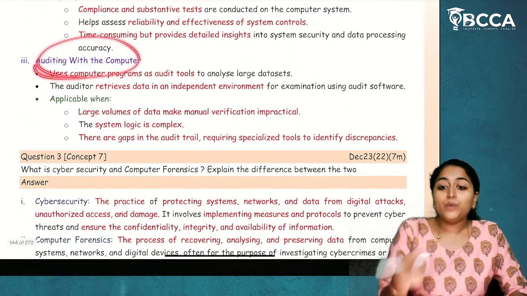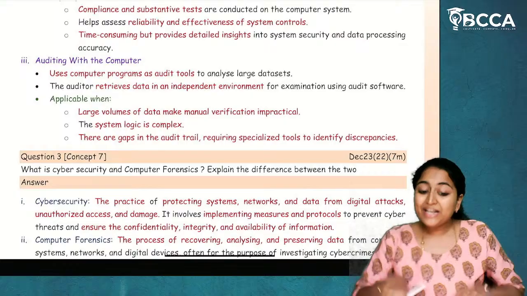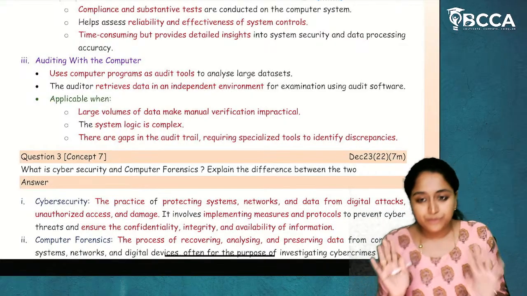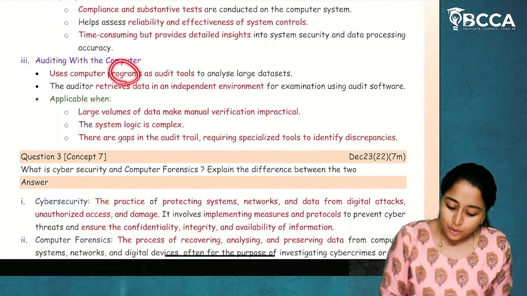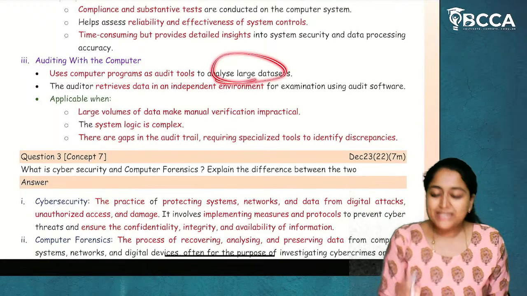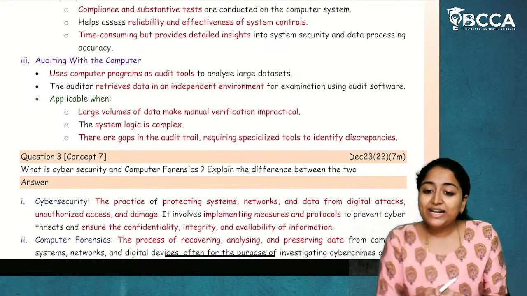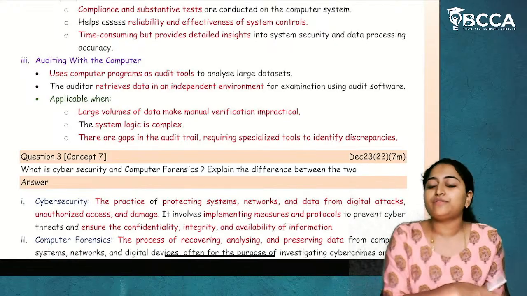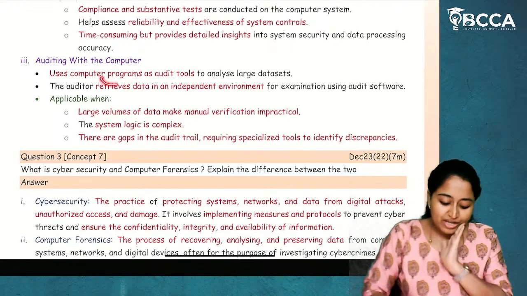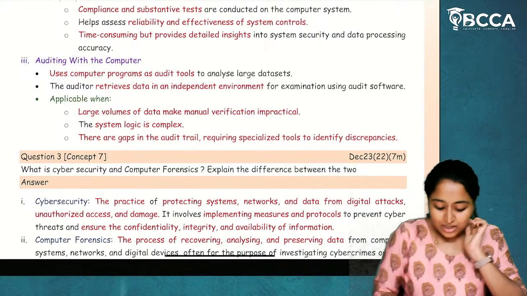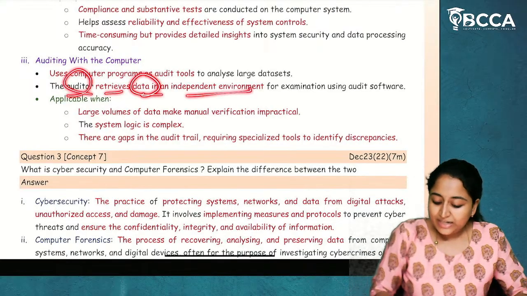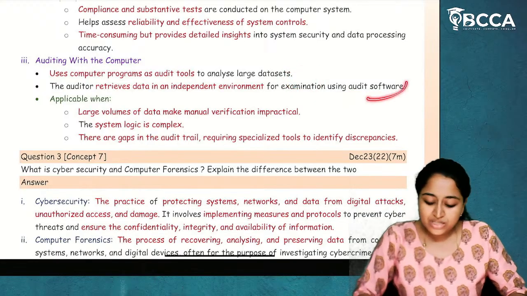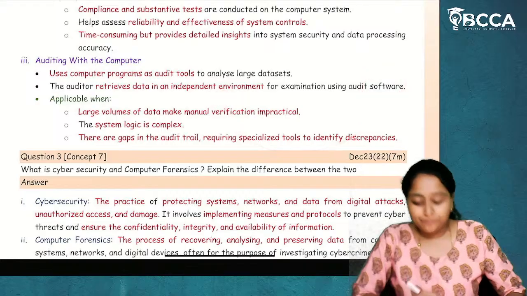Next is auditing with the computer, which means if we are doing the audit by using computer software, it is called auditing with the computer. It uses computer programs as audit tools to analyze large databases. So where is the data stored? Inside the computer. How are we doing the audit? By using software. The auditor retrieves data in an independent environment for examination using audit software. By using software, we'll do the examination.